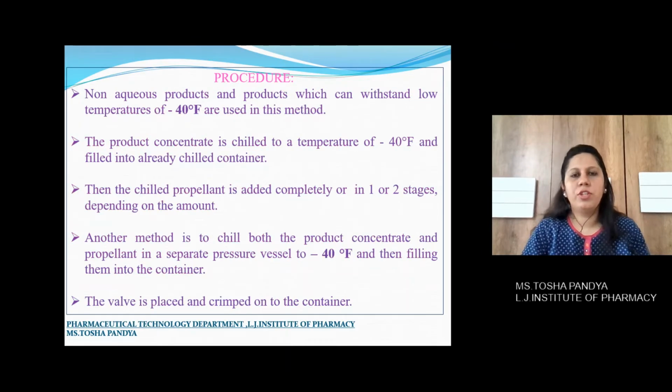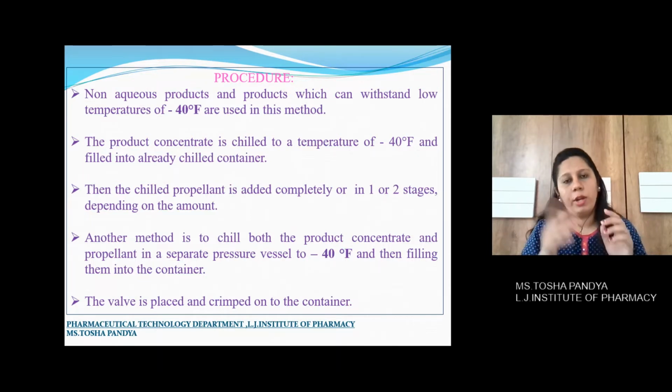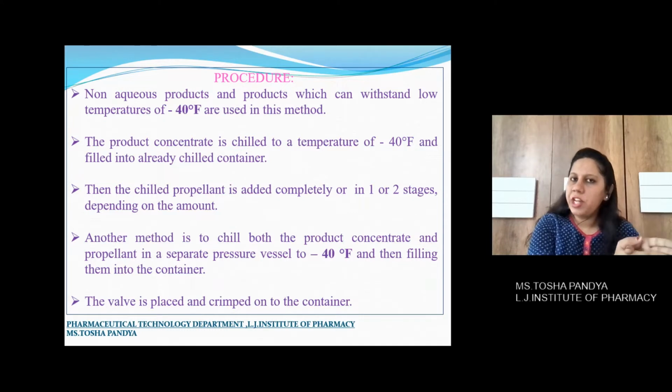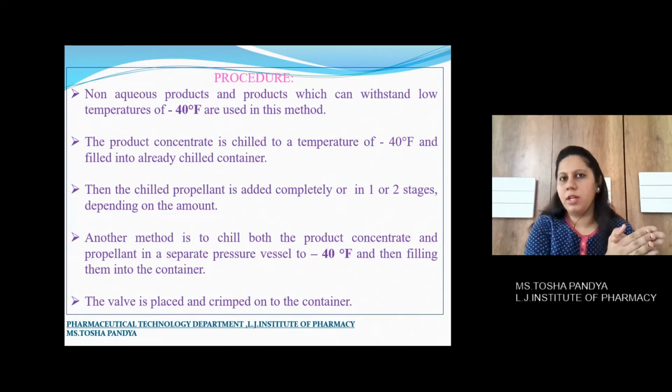The process followed here is that the non-aqueous products and components, pay attention, the non-aqueous products and the products which can withstand very low temperatures as low as -40 degrees Fahrenheit can only be filled by this method. So what happens here? In the already chilled container, you chill the product concentrate at -40 degrees Fahrenheit and it is filled into the container.